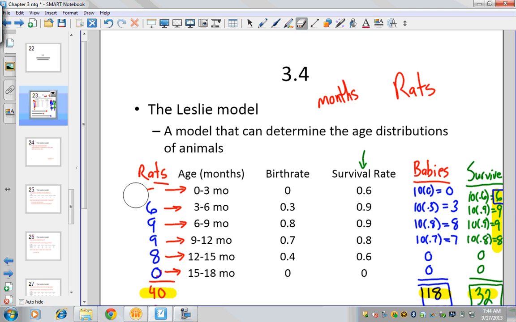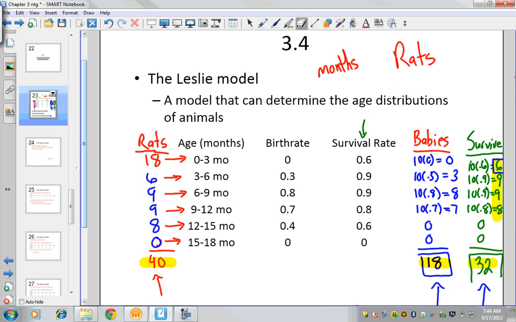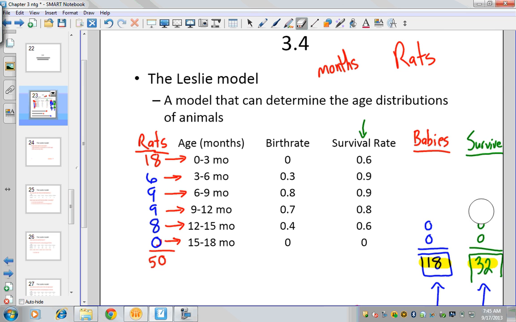So what we have to do here is take the number of rats that were born, 18, and that is now my new number of rats here. Basically this information just builds upon each other. Originally, remember, we started off with 40. Now we have 50 here. That means all this information that we worked out during our last cycle is now going to be replaced and redone once again.